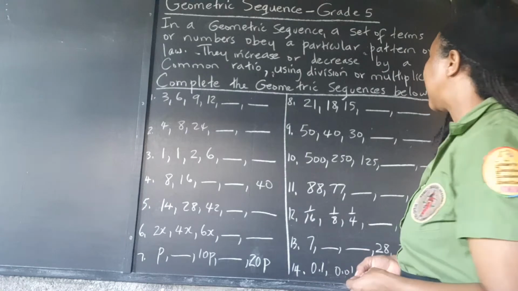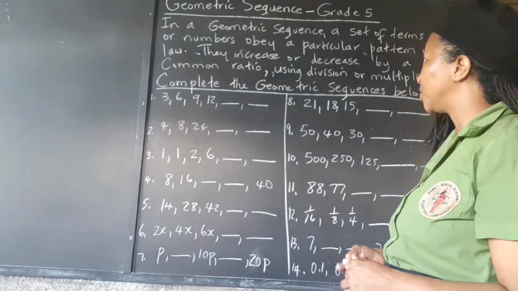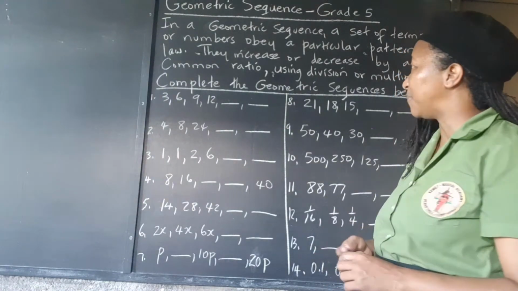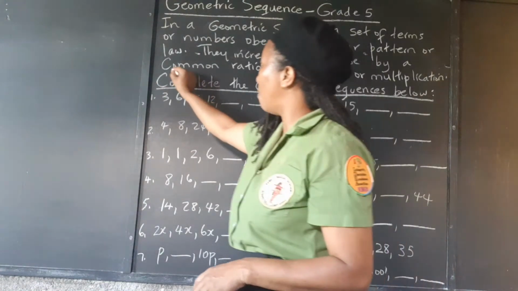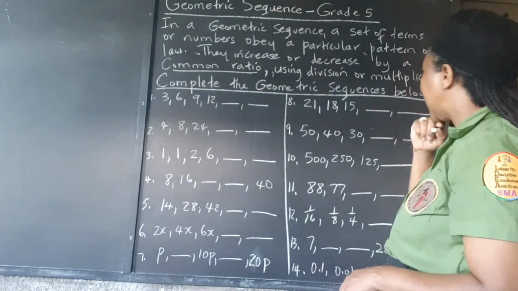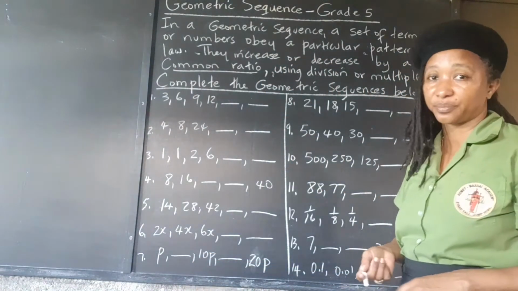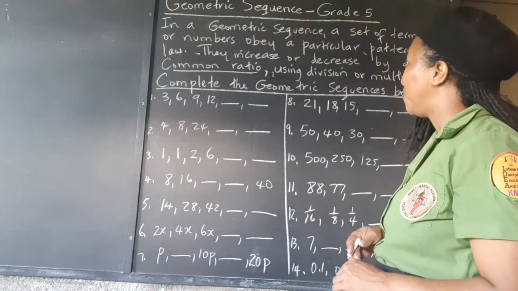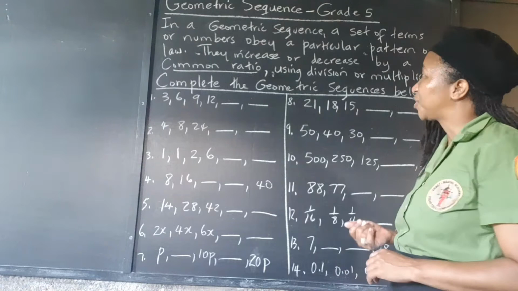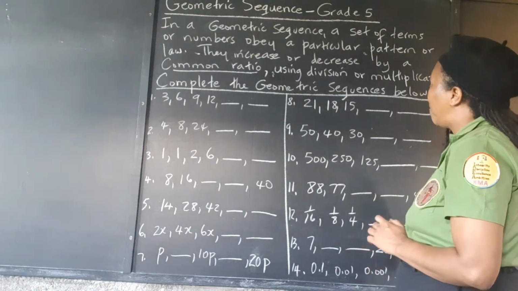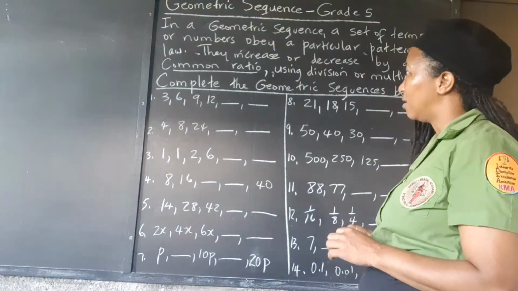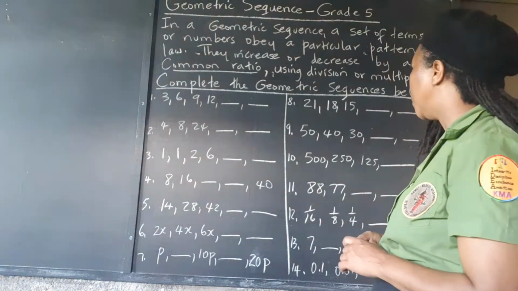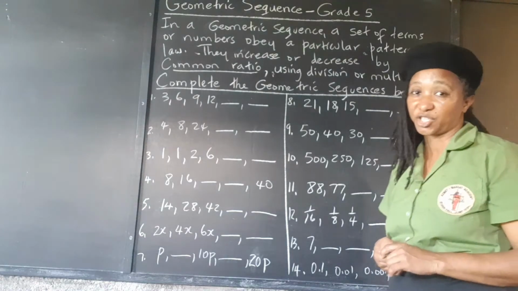In a geometric sequence, a set of terms or numbers obey a particular pattern or law. They increase or decrease by a common ratio, using division or multiplication.